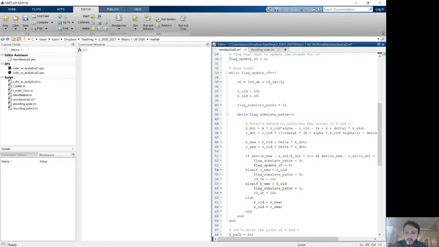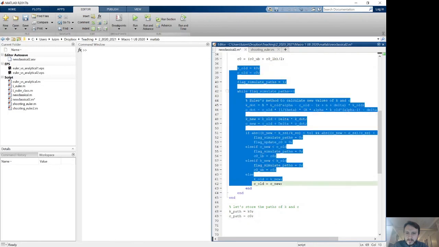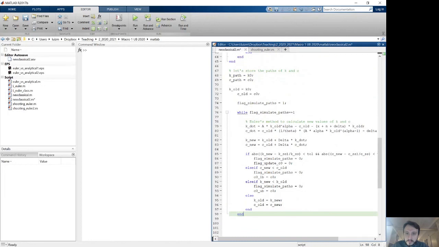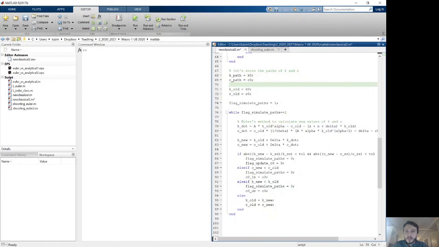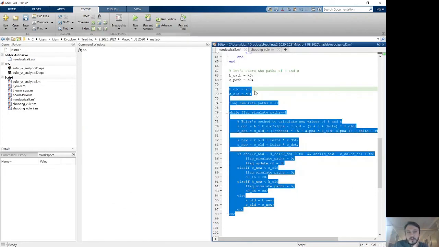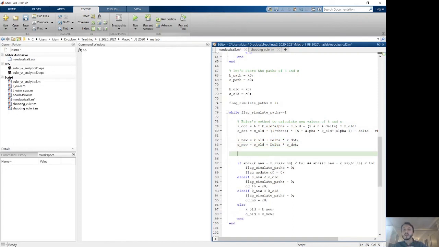So then we just need to copy some parts of the code here. If we copy this, we will simulate the path of k and c again. So we will use the same method, and each time we calculate the new value, we add the new value of capital to k path. So we do this like this: k path is k path, comma, k new.